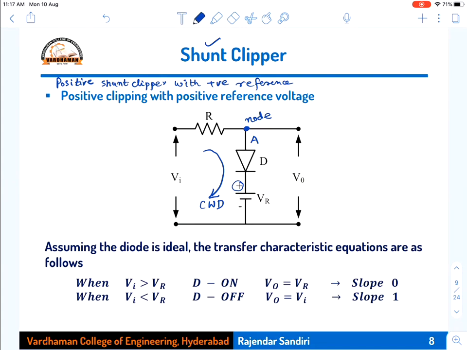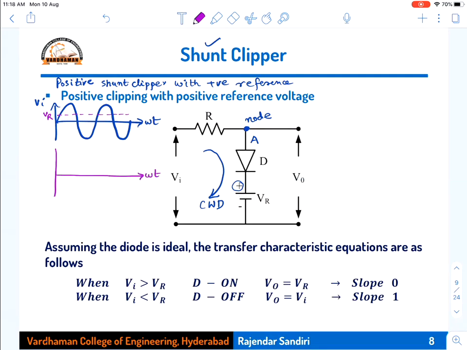That is one thing. Now the operation, the input-output waveforms. On the omega t axis, the input waveform is like this. Now the positive reference is there, so you have to represent it in the input waveform. Positive reference is here, which is VR, so I have represented the level. Now I want to draw the output waveform.